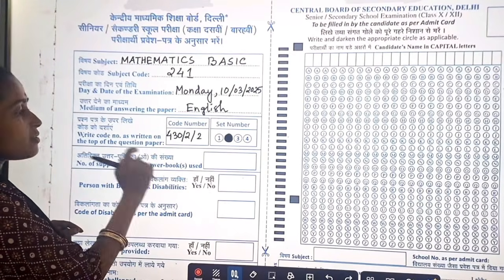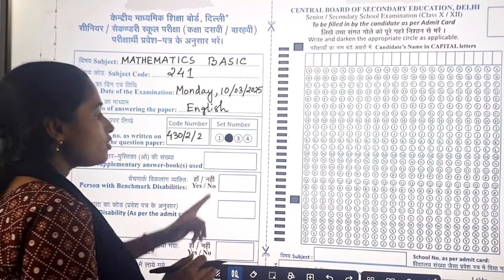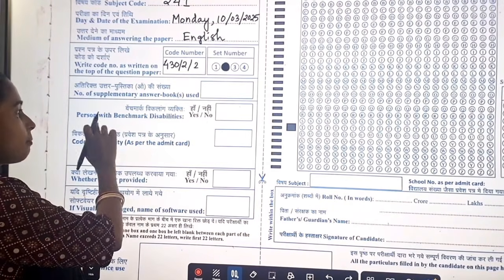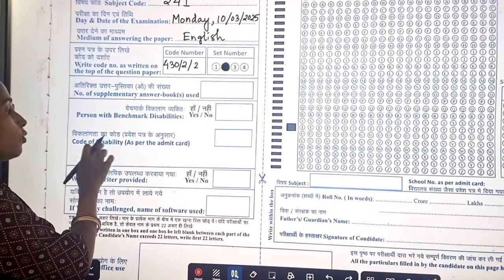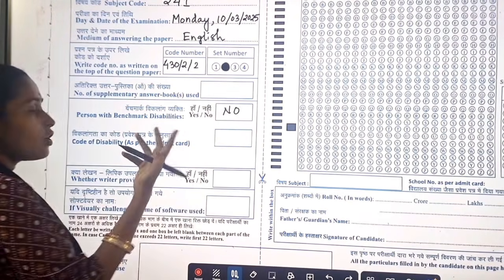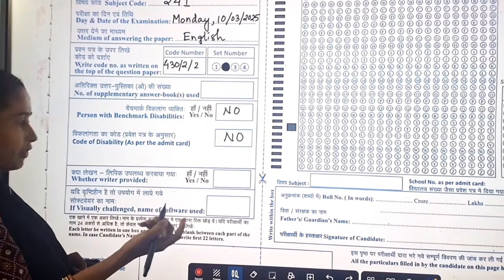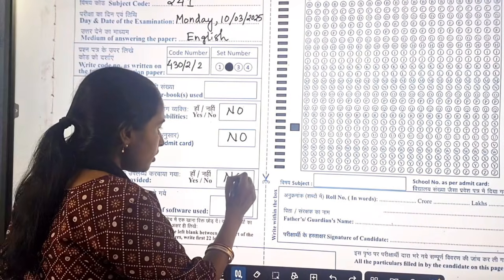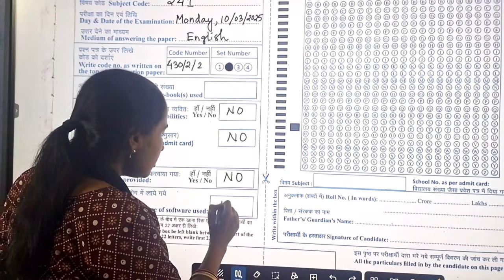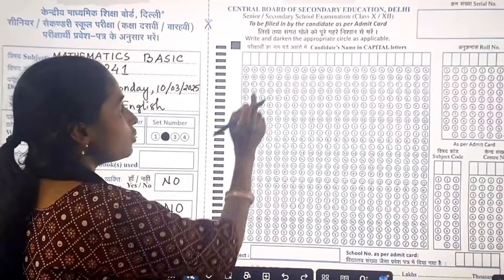Next is person with benchmark disabilities. I think in our school nobody has any disability, so for everybody it will be no. Next, benchmark disabilities will be no. Then the code of disability will also be no, because if you are not disabled, there will be no code. After that, whether a writer is provided, no, you will write by yourself only. Then, if visually challenged, name of software used. Nobody is visually challenged, so no. Clear?